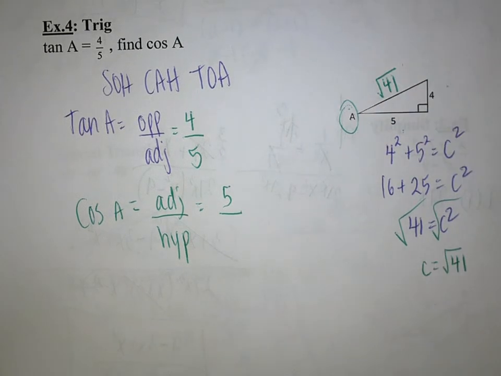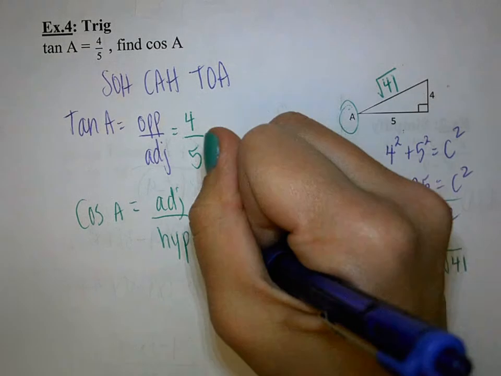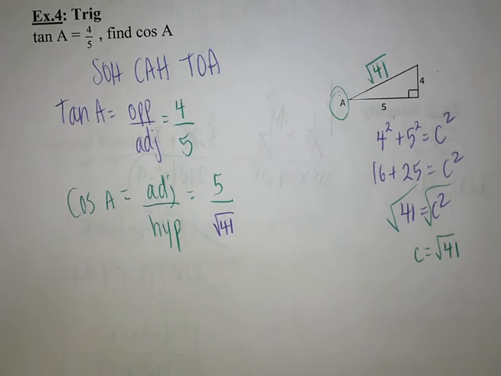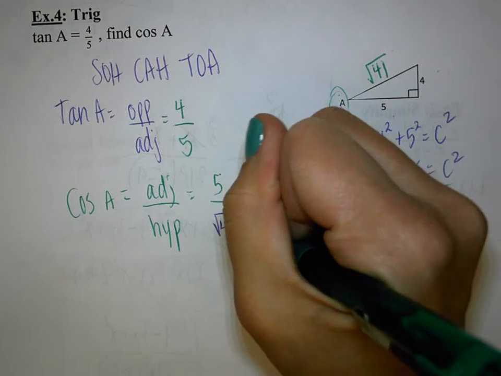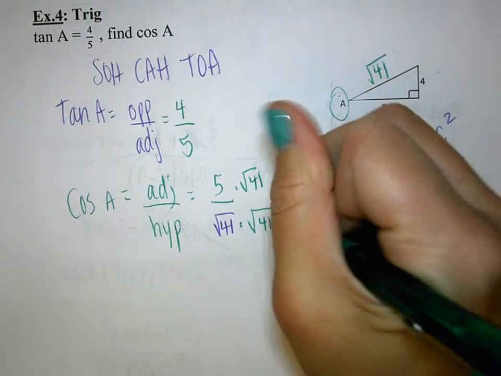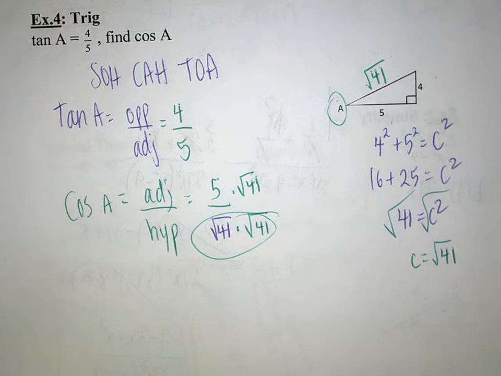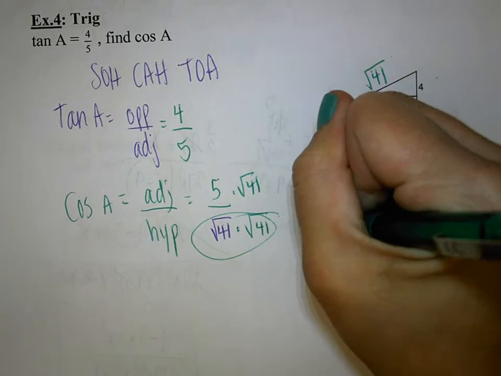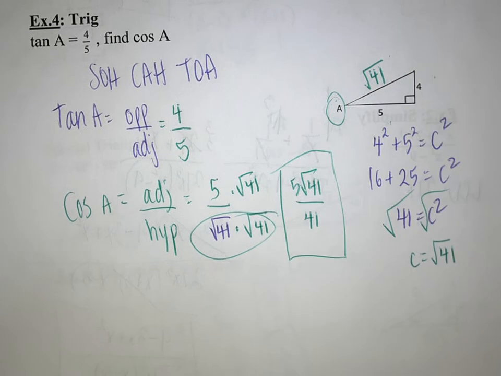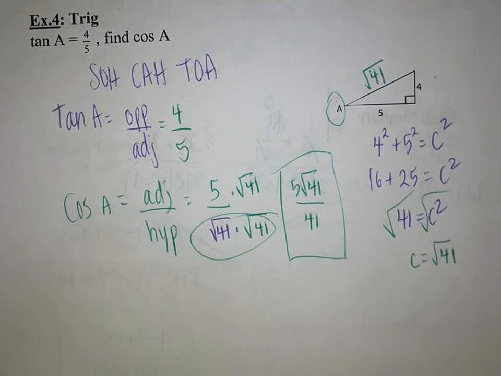Say that again? No? All right. So that means my hypotenuse down here is square root of 41. Is that good? Very good. You can't have a root in the denominator, so how am I going to get rid of that root? So we multiply by root 41 to the top and the bottom. Two root 41s makes a 41, and then we have 5 root 41 on top. And so that is the cosine of A. Questions?